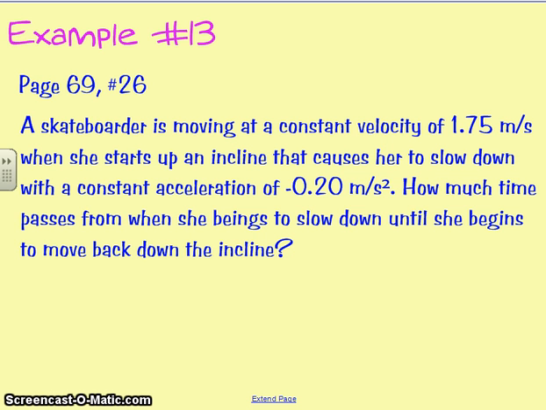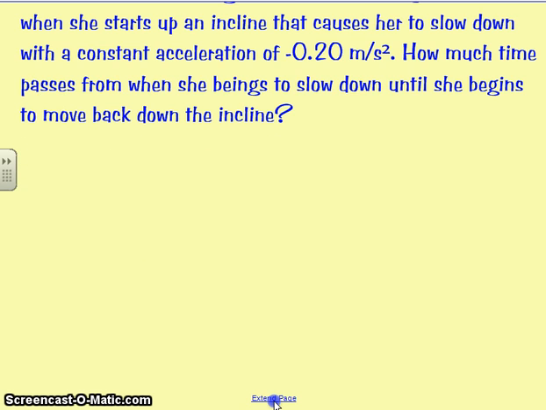In this problem, a skateboarder is moving at a constant velocity of 1.75 meters per second when she starts up an incline. It causes her to slow down with a constant acceleration of negative 0.2 meters per second squared. How much time passes from when she begins to slow down until she begins to move back down the incline?